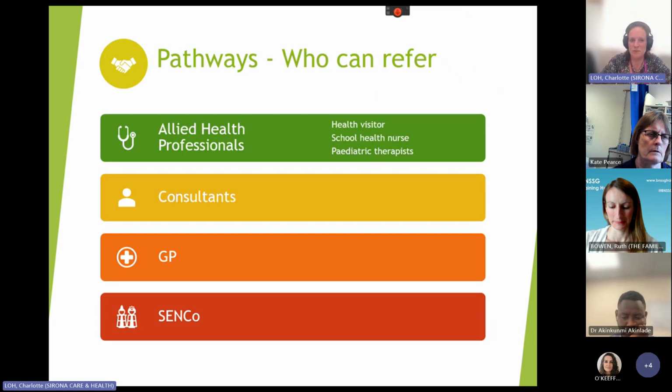So who can refer to community peds? Well, quite a lot of people. They used to have parents in there and that's been taken out. But allied health professionals, consultants, the GP and the SENCO can all refer to community paediatrics.